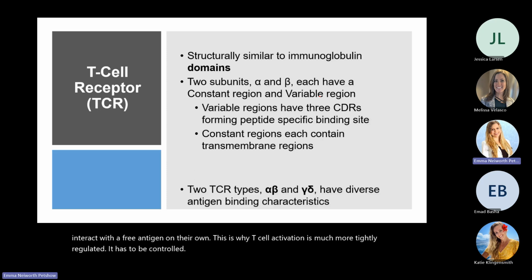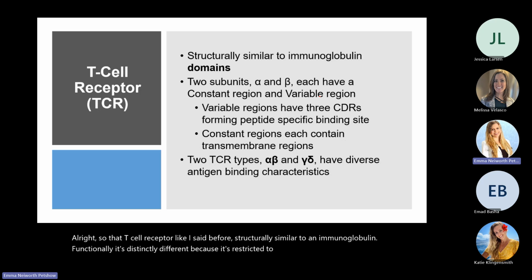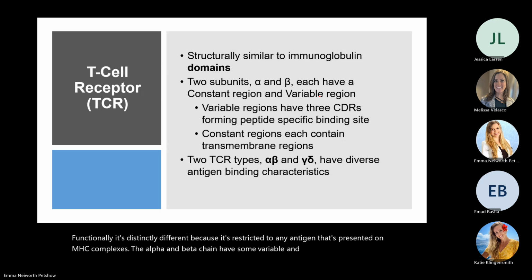All right, so that T cell receptor, like I said before, is structurally similar to an immunoglobulin. Functionally, it's distinctly different because it's restricted to any antigen that's presented on MHC complexes. The alpha and beta chain have some variable and constant regions. I think that's all I care about here.